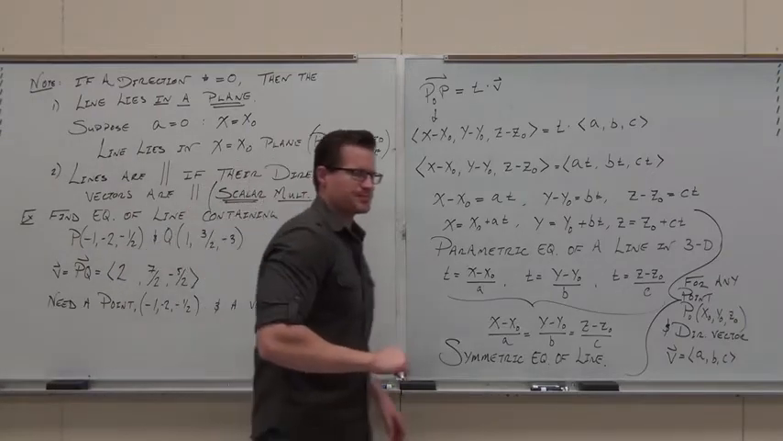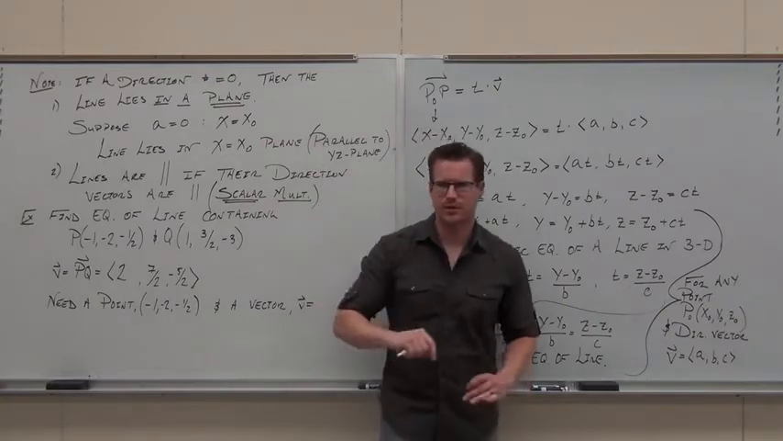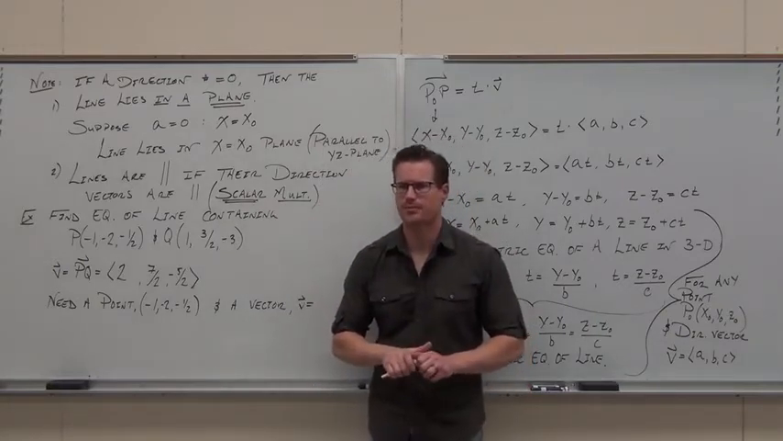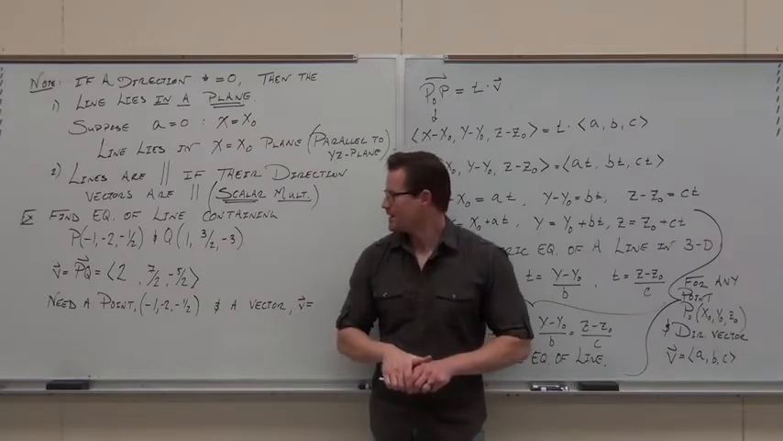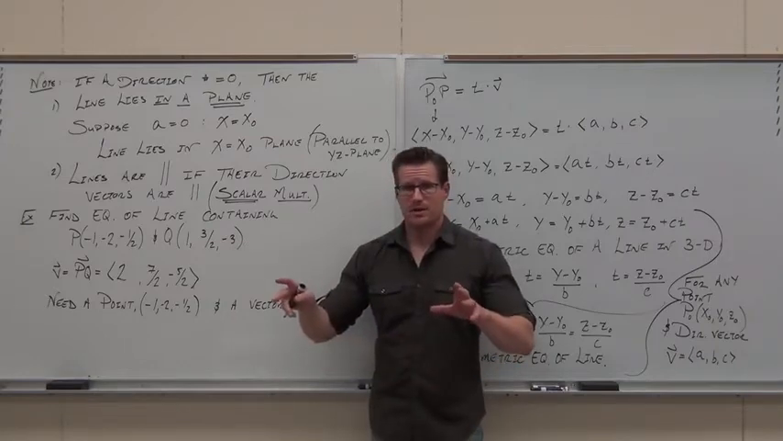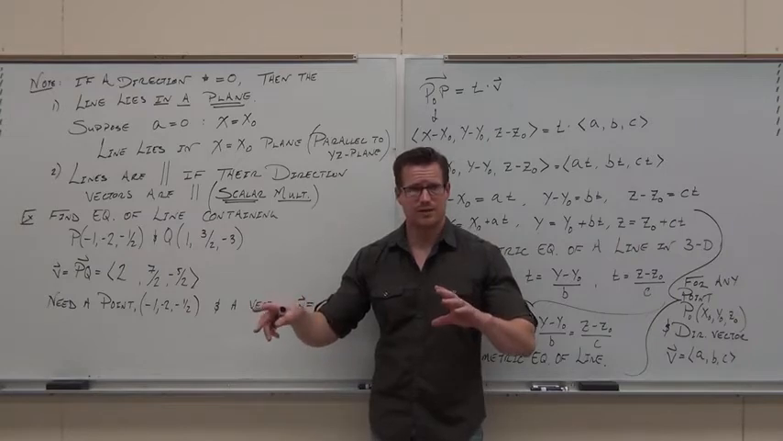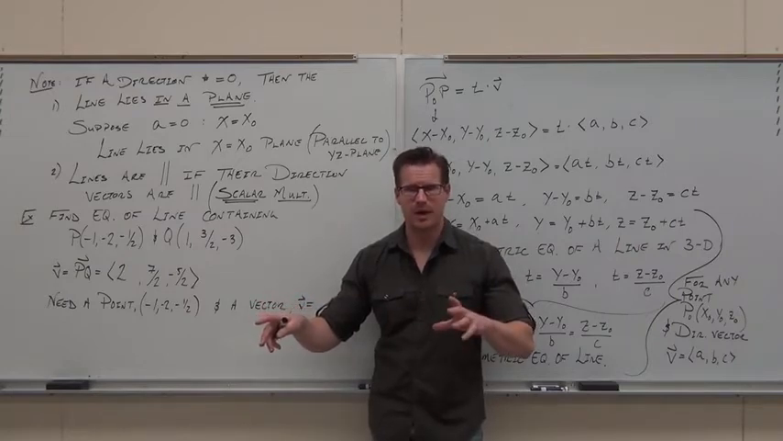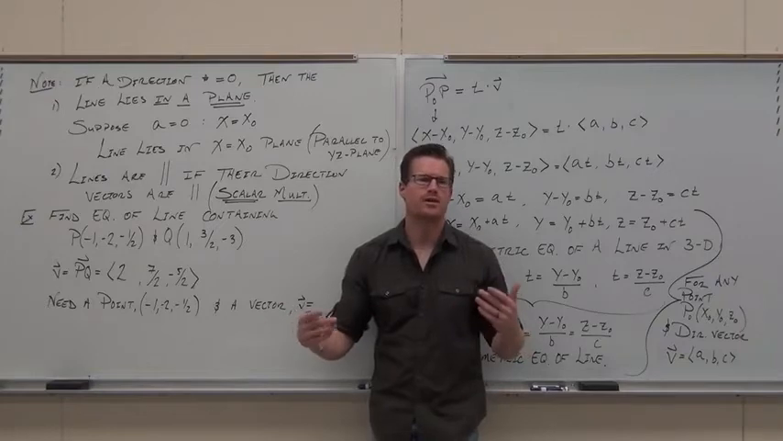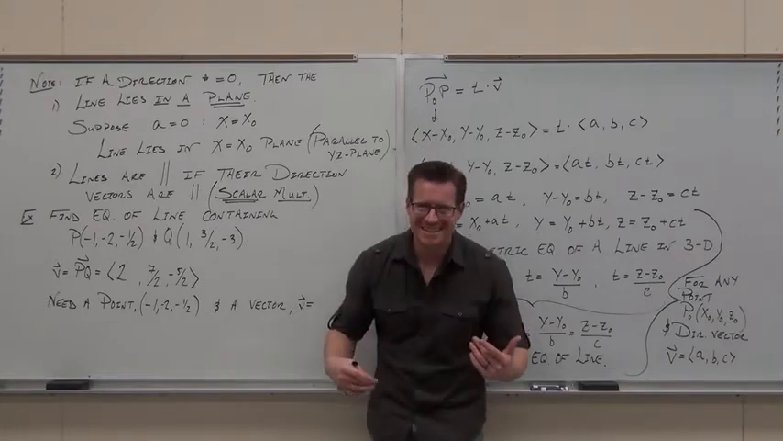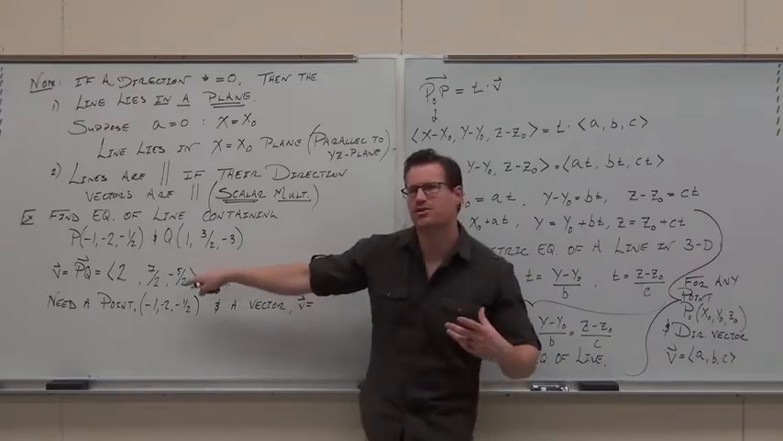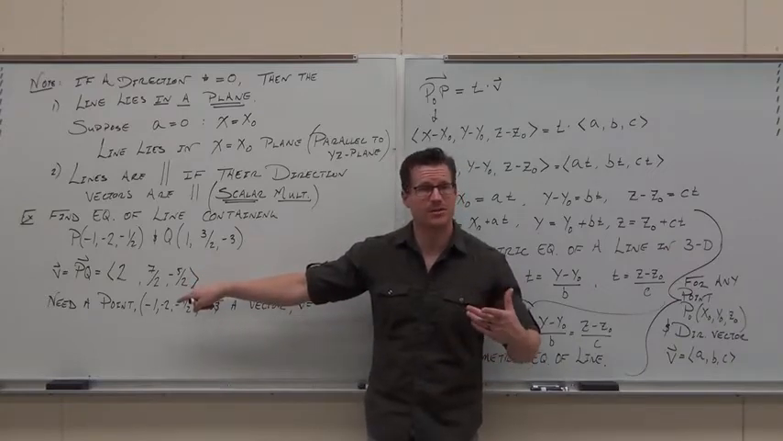Oh, but wait a second. This is one of those little things I'm going to teach you right here. Don't write anything down. Change it. You okay with the idea we need a point and a vector? We got a point. We need a vector. We have a vector. You can use that vector, but here's the whole point about that vector. It doesn't have to be a unit vector. It doesn't even have to be the vector you find right there. It just has to be a vector in the same direction.